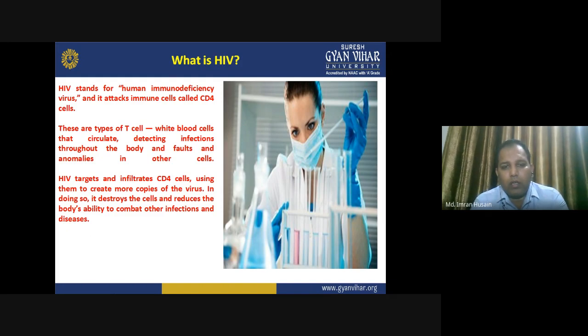HIV targets and infiltrates CD4 cells, using them to create more copies of the virus. So CD4 cells are targeted by the HIV virus.